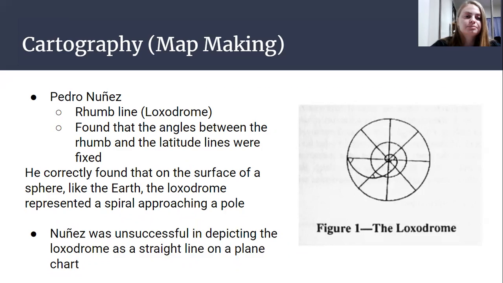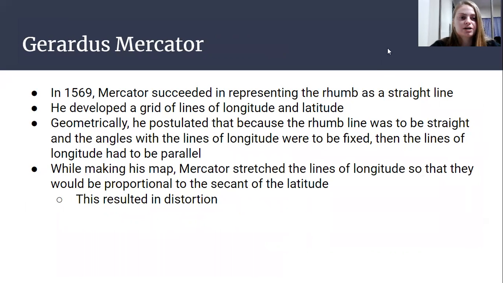So we have Gerardus Mercator, and he was able to represent the rhumb as a straight line in 1569. He developed a grid of lines of longitude and latitude.